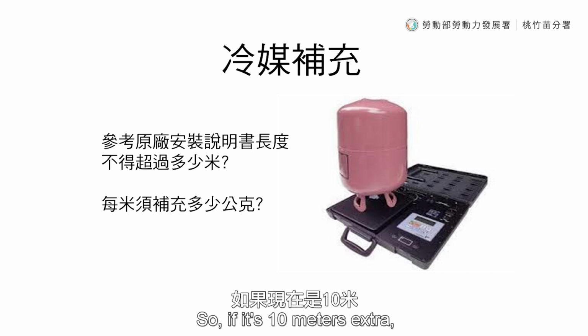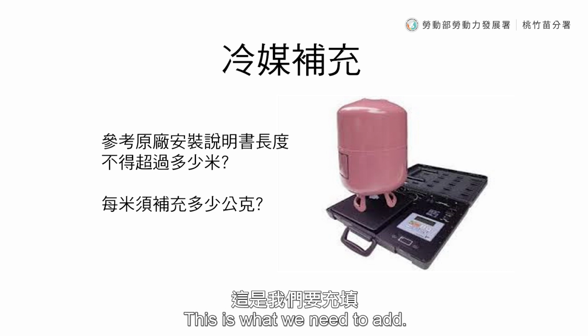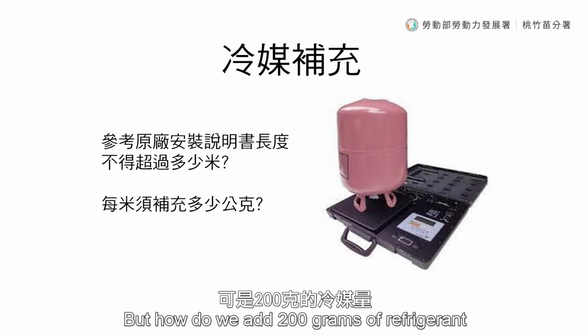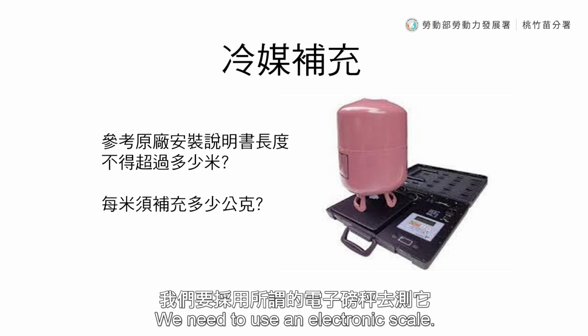So if it's 10 meters extra, you will need to add nearly 200 grams. This is what we need to add. But how do we add 200 grams of refrigerant into the AC? We need to use an electronic scale.